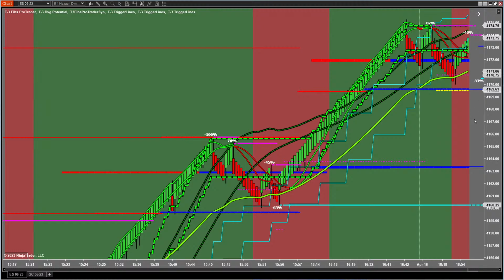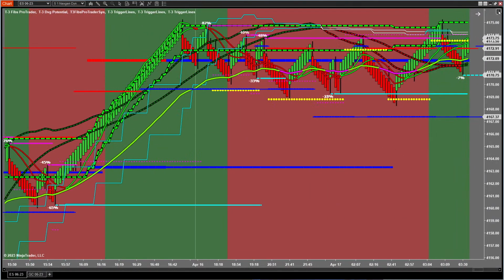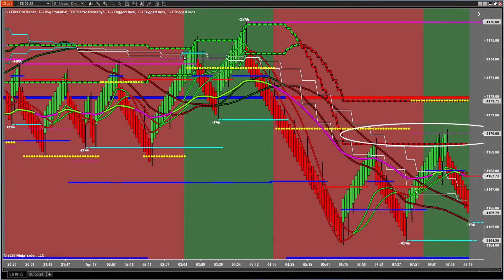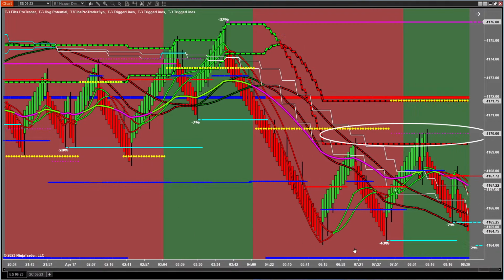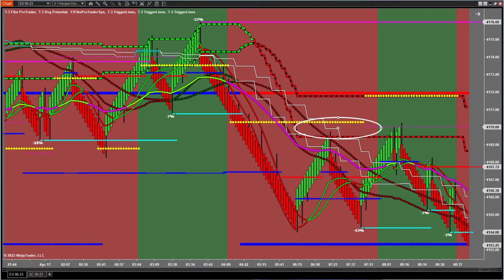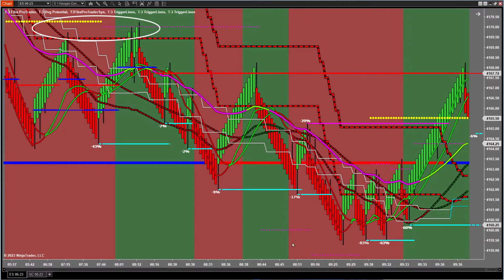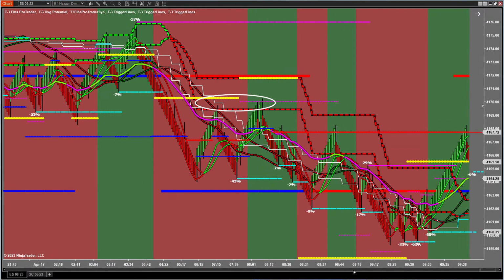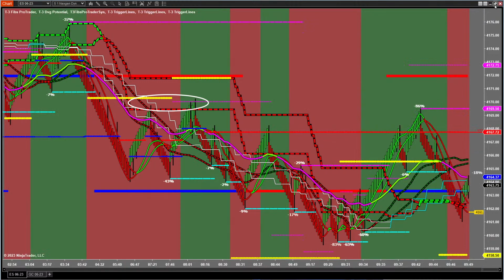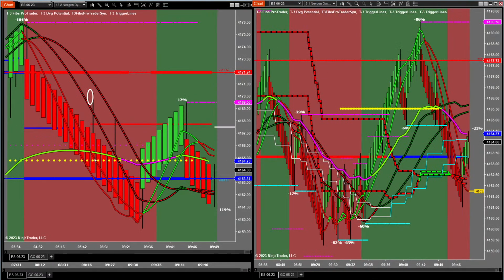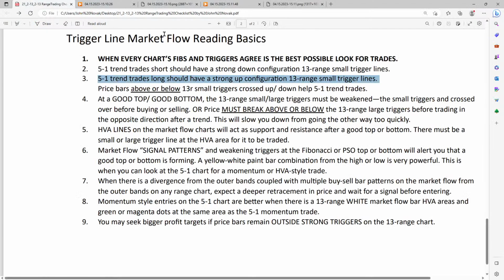And again, as you go forward, you'll see that when price is below the triggers, you're not really going long with trend trades. And when the price is above the triggers, you can start taking trend trade shorts. Anyway, so I superimpose the 13 range small triggers because I have a rule for it on my chart. Does that make sense? Anyway, you've got to have a rule for it. But I wrote it out for you.